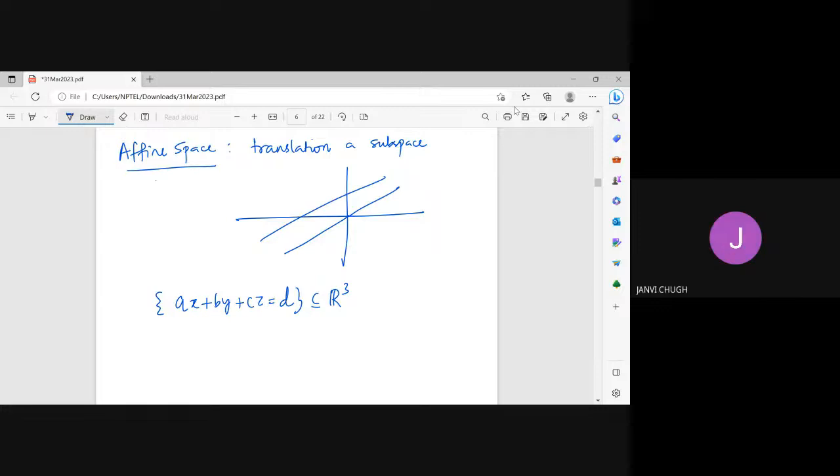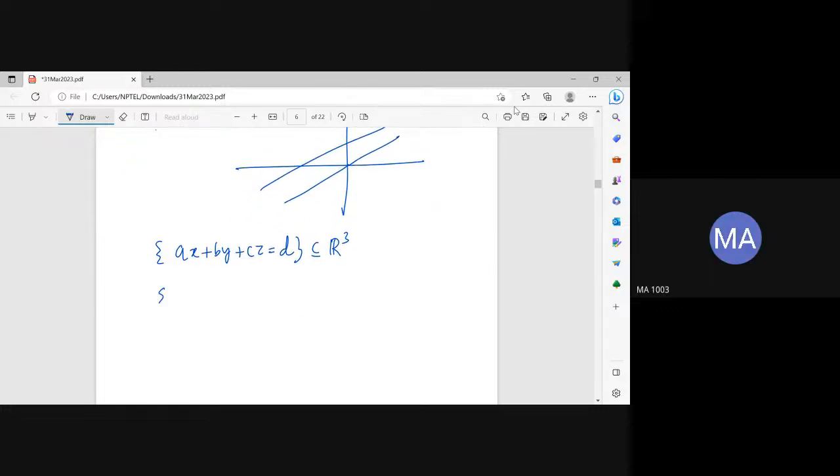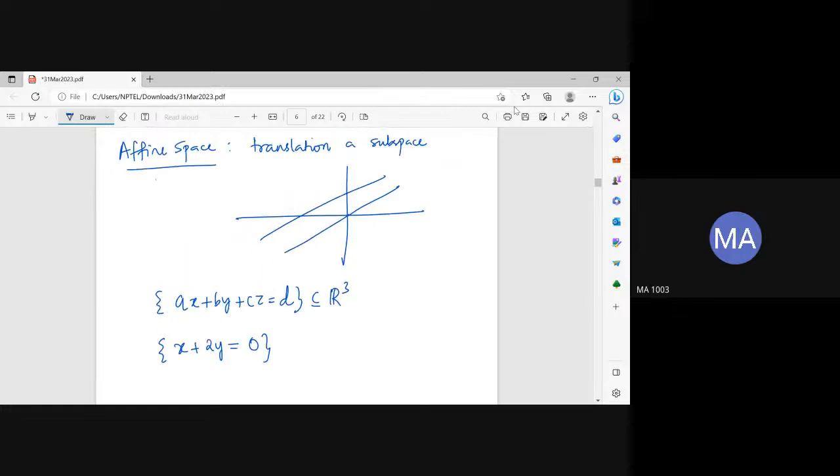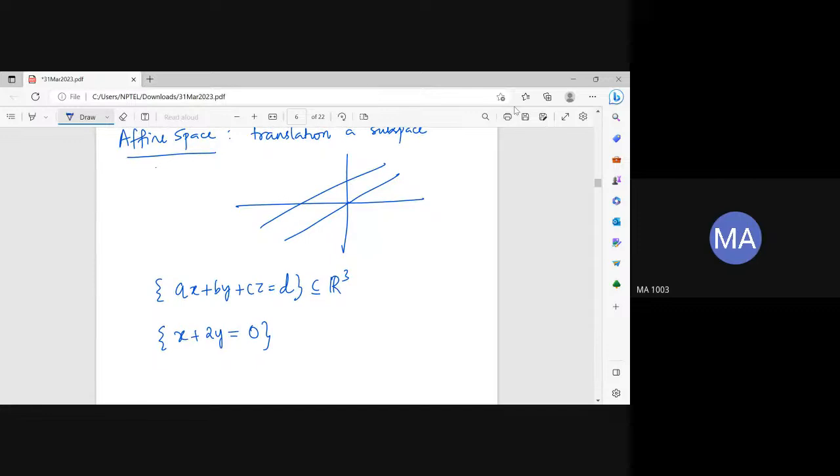Please explain it with an example. Like, how will we find it? Because it's creating a lot of confusion. Okay. So say I have x plus 2y plus 2z is equal to 0. Is this a subspace? Yes. Is this an affine space? Yes. You don't move it at all. You can still call it an affine space because you've translated it by 0 units, right? Every subspace is an affine space, not the other way around.